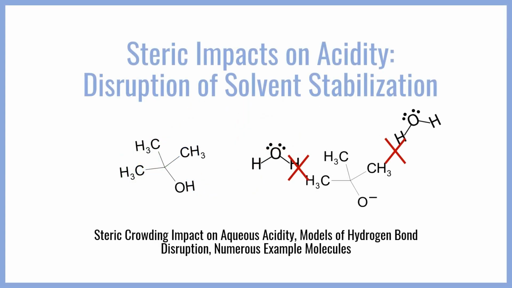In this video, I want to take a look at how the sterics of a given molecule impact how that molecule's conjugate anion is stabilized by a solvent, and how that impacts the acidity of that molecule. In particular, we're going to focus on how hydrogen bonds are disrupted by steric effects and look at quite a few example molecules. Let's go ahead and get started.